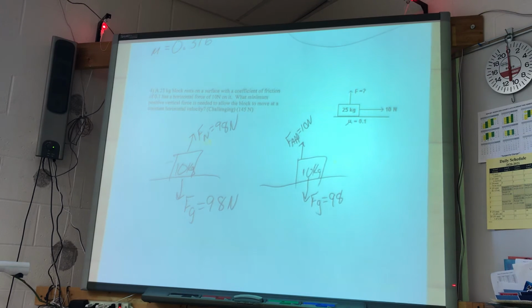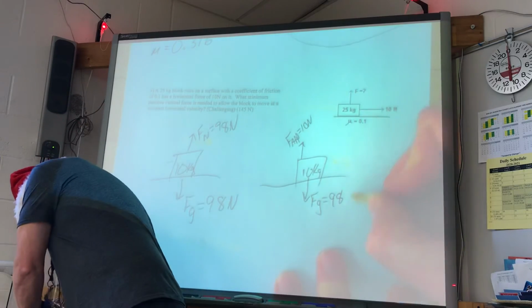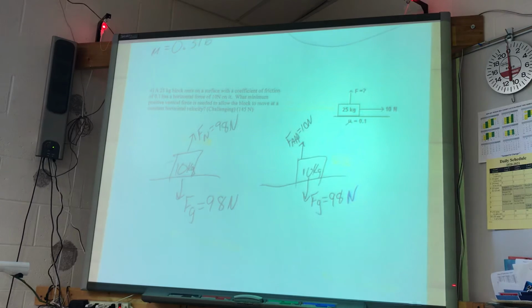There's less friction. Nothing to do with friction on this one, actually. What happens to that object? Goes up. So let's pretend these are pounds for a second. If I have a 98-pound object sitting there and I pick up with 10 pounds worth of force, what happens to that object? It wouldn't move. It doesn't move, right?